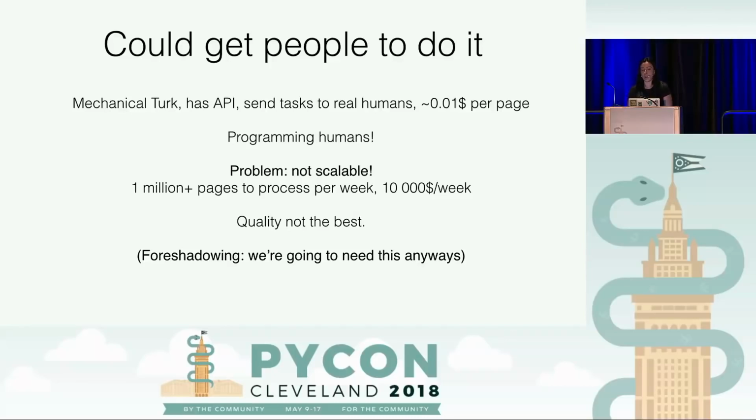The problem is, that's not really scalable. Let's say you process 1 million plus pages per week, that's 10 grand per week. Clearly that doesn't scale. And the quality is not always the best. I mean, for 1 cent per page, I'm not putting in my best effort either, right? Probably neither would you. Some foreshadowing, we're going to need this anyway. Not to insult Mechanical Turk, a lot of them do a great job, but sometimes there are issues.